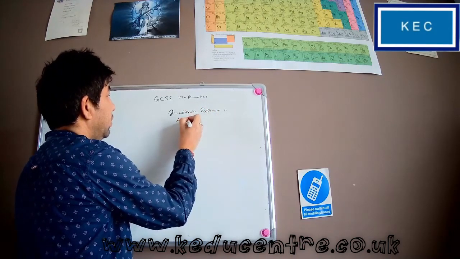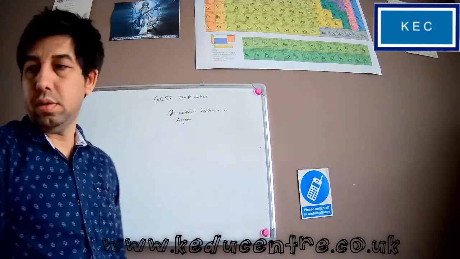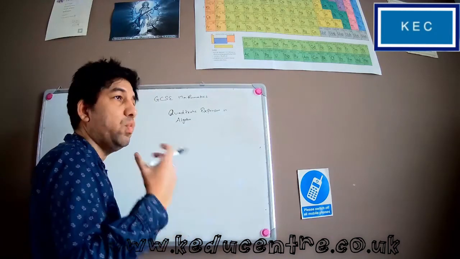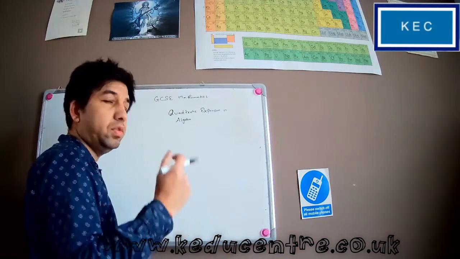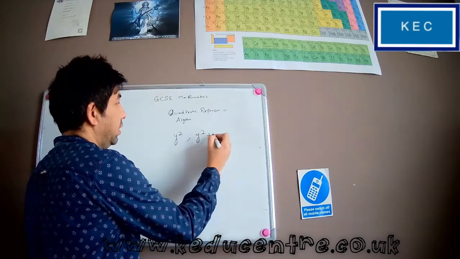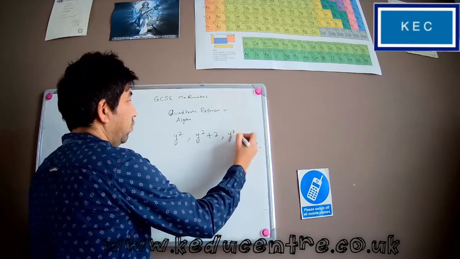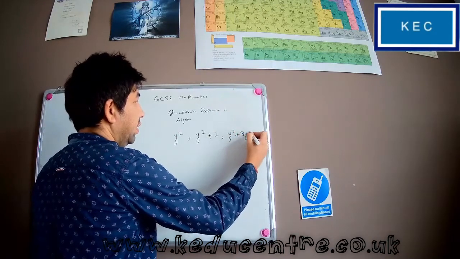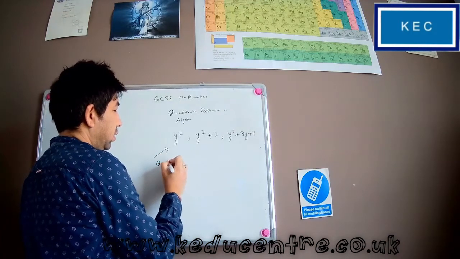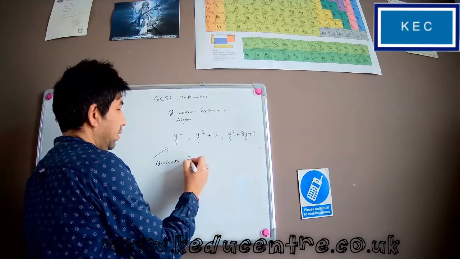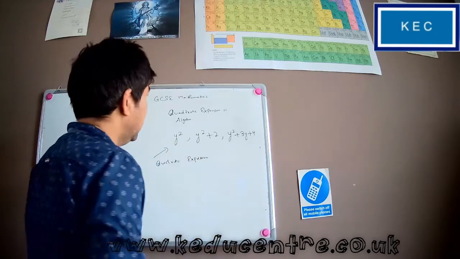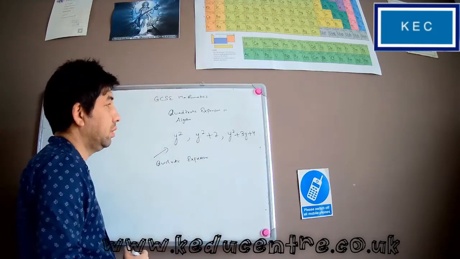So first of all, we need to understand what exactly a quadratic expression is. A quadratic expression is an expression in which the variable has a power of 2. For example, y square plus 2, y square plus 3y plus 4. These are all quadratic expressions. Okay, so we're going to see how we do the quadratic expansions in this case.